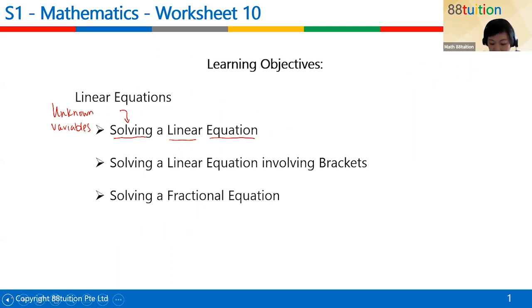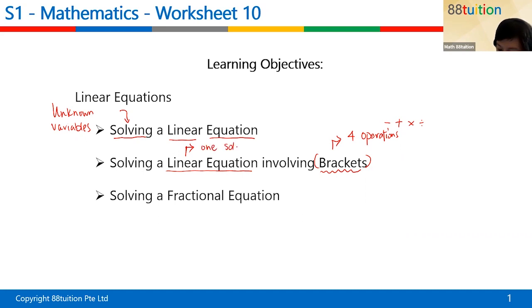Then we also come to complicated linear equations, which involve brackets. With these brackets, your four operations come into the picture. What are the four operations? Times, minus, divide, plus. All of this comes into the picture. For a linear equation, for that particular sum, the linear equation has only one solution. That's what we are going to learn today.